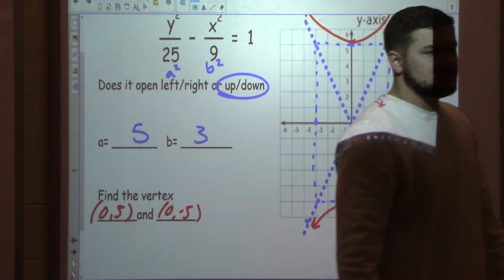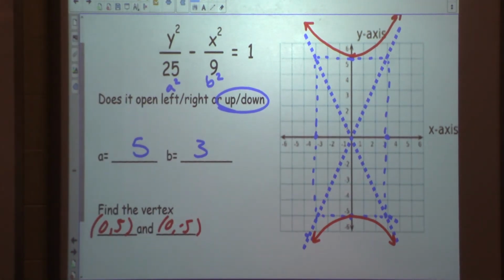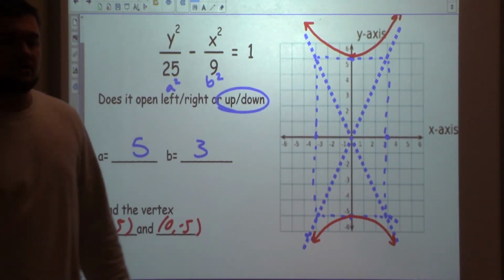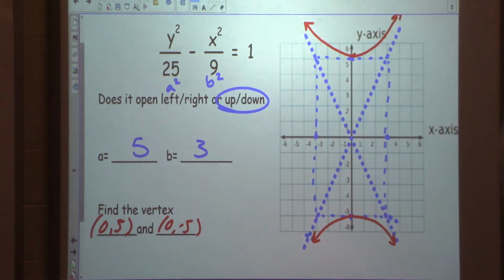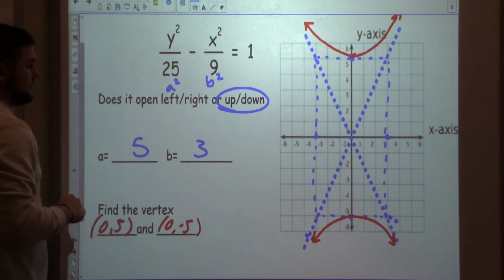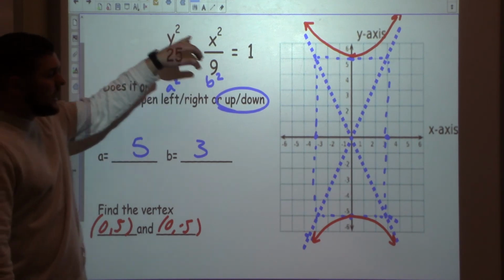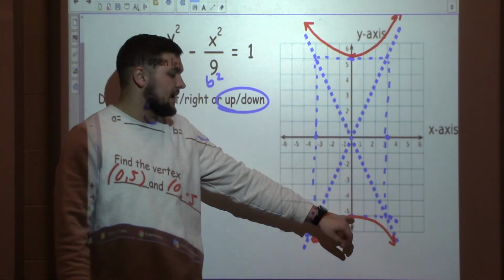All right, guys, check the first one. Hey, listen. So, y squared comes first, which tells me it is opening up and down. Right? Y squared is first, so it's up and down. A squared is 25, so A is 5. Because it's under y, I'm going up and down 5.